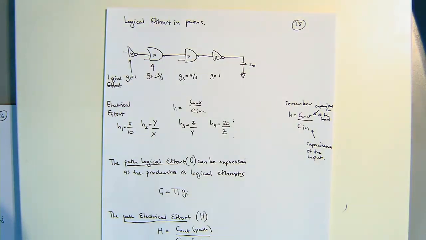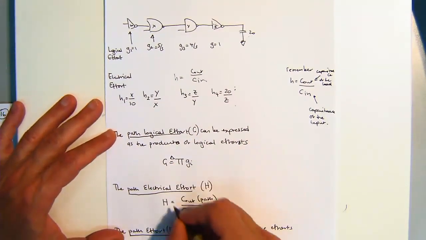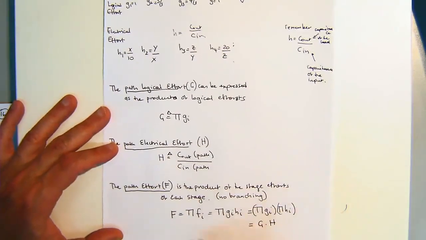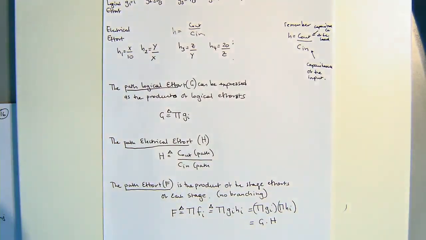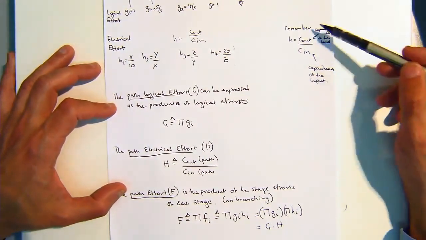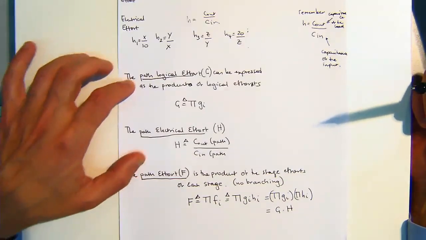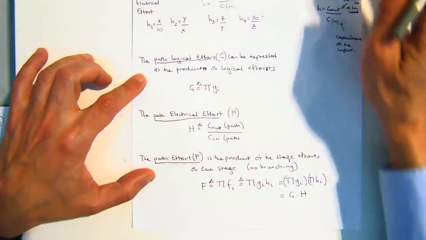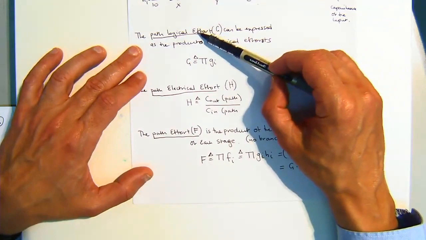Now, what we're going to do here is, this is actually a definition. I'll put those little symbols there so you're all happy and don't ask where all this is coming from. Oh, and I even had it here. I didn't even see it. Okay, so what I want to define is something called the path logical effort.